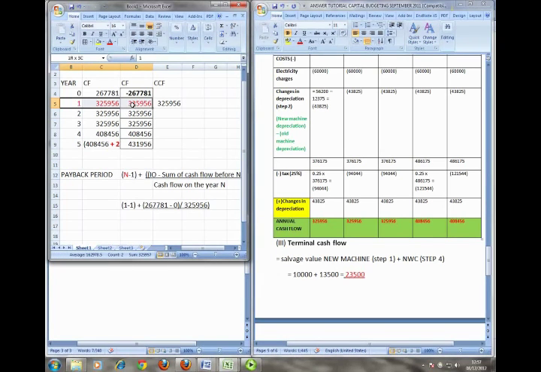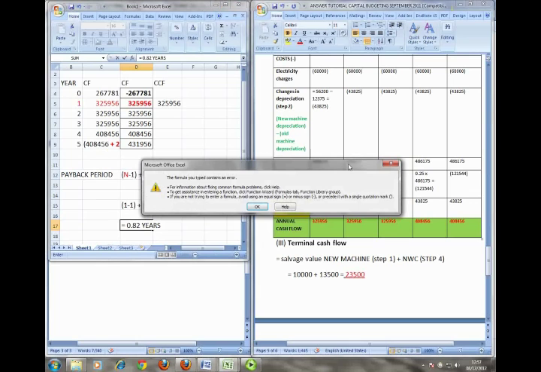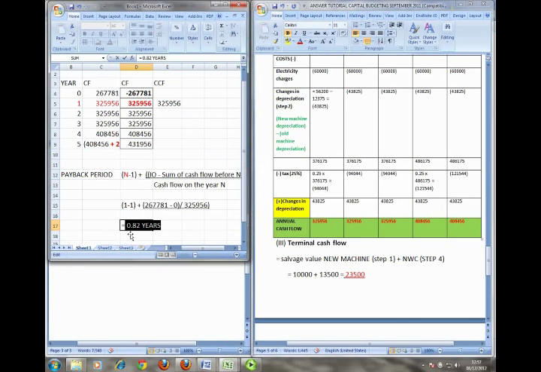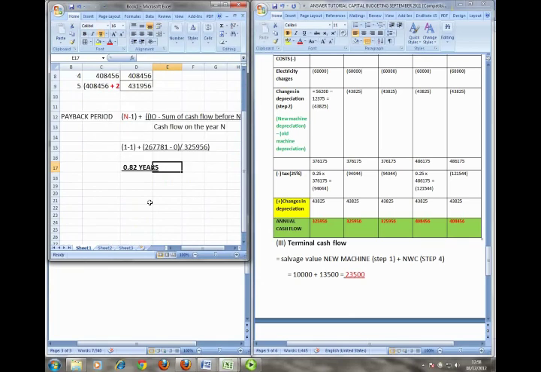So the sum before N means the sum before the year that you choose. But in this question, year 1 has covered the IO. So 0 minus 0, divided by the cash flow of the year that you choose. What is the cash flow, class? 325,956. So how long does it take, class? 0.82 years. Your payback period. Clear? It takes 0.82 years to cover your payback period.